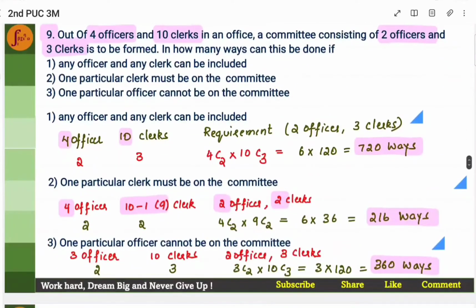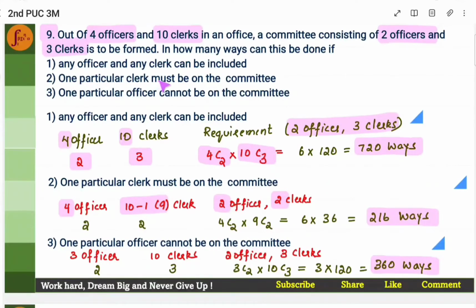And here, you have to form a committee. There are 4 officers and 10 clerks. You have to form a committee of 2 officers and 3 clerks. So the requirement is 2 officers and 3 clerks. Now the first condition is any officer and any clerk can be included. Any officer, any clerk. So simple, 2 officers you need from 4, 3 clerks you need from 10. So 4C2 times 10C3. That's it.